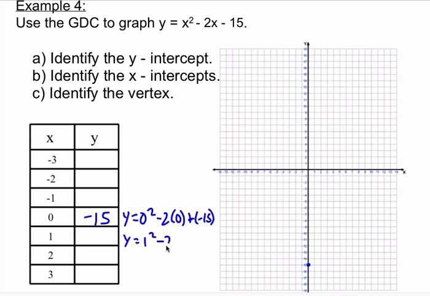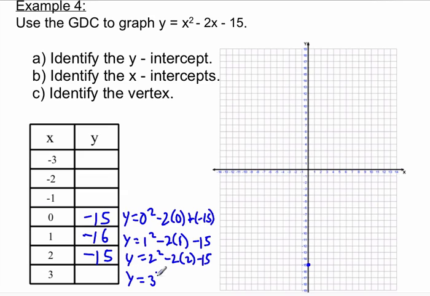Y equals 1 squared minus 2 times 1 minus 15. So that'll give us 1 minus 2 is negative 1 minus 15 is negative 16. And next one, y equals 2 squared minus 2 times 2 minus 15. We get 4 minus 4 is 0. We're going to get negative 15 again. Okay, so it looks like we might get some symmetry again.